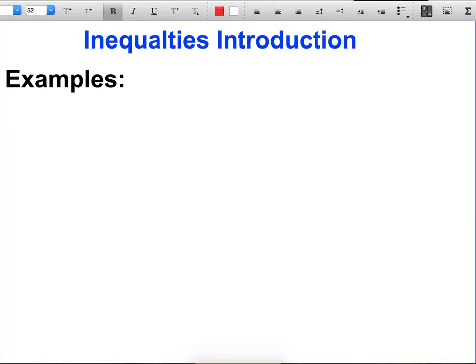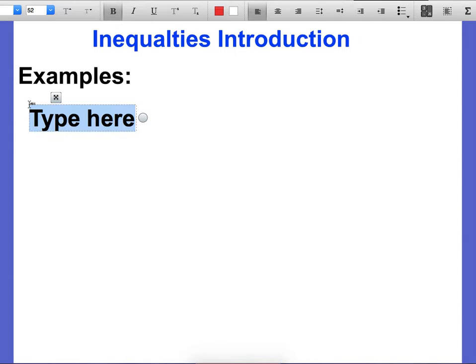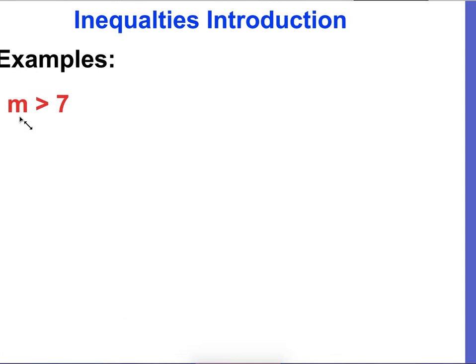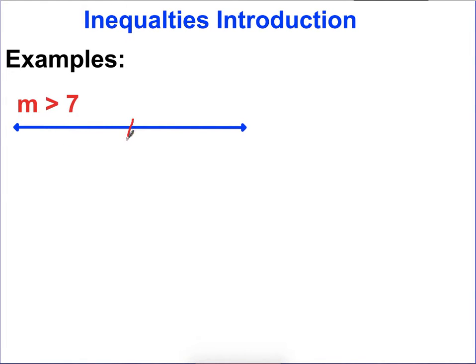Let's look at some more examples too. Let's say I have m is greater than 7. So when I go ahead and make a plot for this, I'm going to go ahead and make a number line. Typically put 0 in the middle. 7 would be to the right of 0 because it's positive. And then when I make my circle here, it's going to be an open circle because it says m is greater than 7. And then we go to the right.